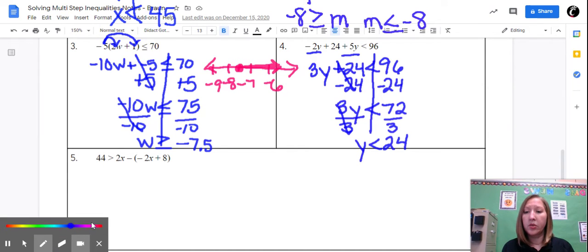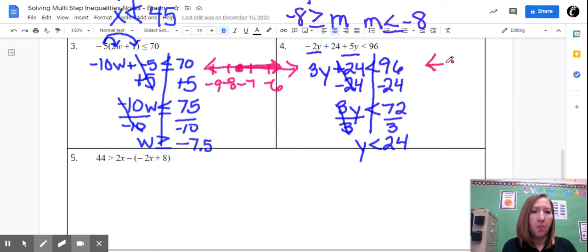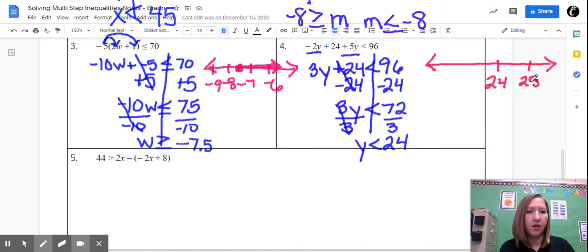So when I come over here to graph my inequality, I'm going to draw my number line. I'm going to put 24 somewhere over here in the middle. And just kind of fill in my number line. Since y is less than 24, it's going to be an open circle because it's not equal to 24. And since we're talking less than, my arrow is going to go to the left to the numbers that are less than 24.